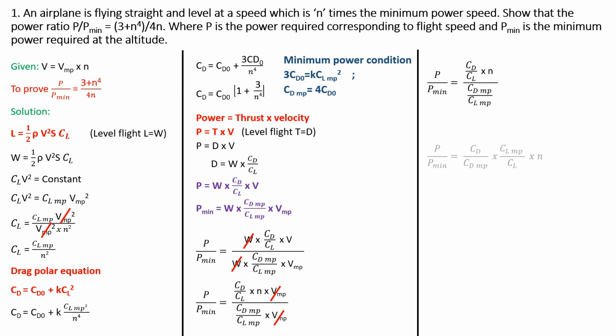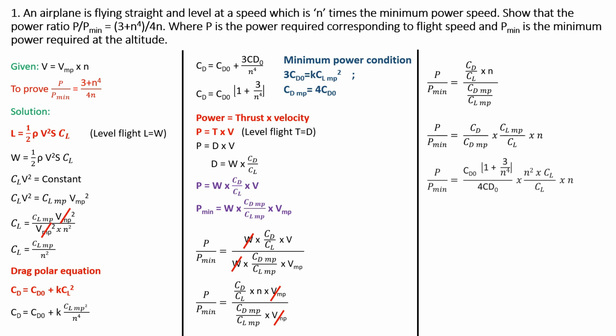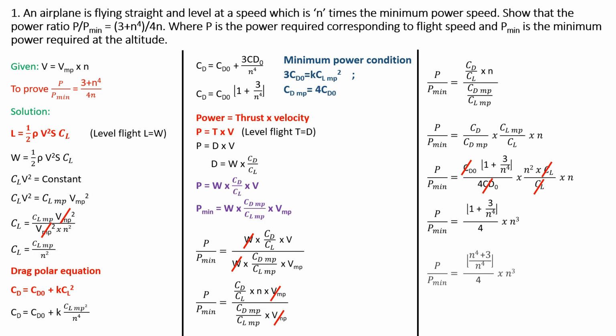In the next step, let us split the terms and write it in a simple way as shown. With this equation, let us substitute the known values of CD, CL at minimum power and CD at minimum power. Cancelling all the common terms, the final power ratio is derived as (3 + n^4) divided by 4n.